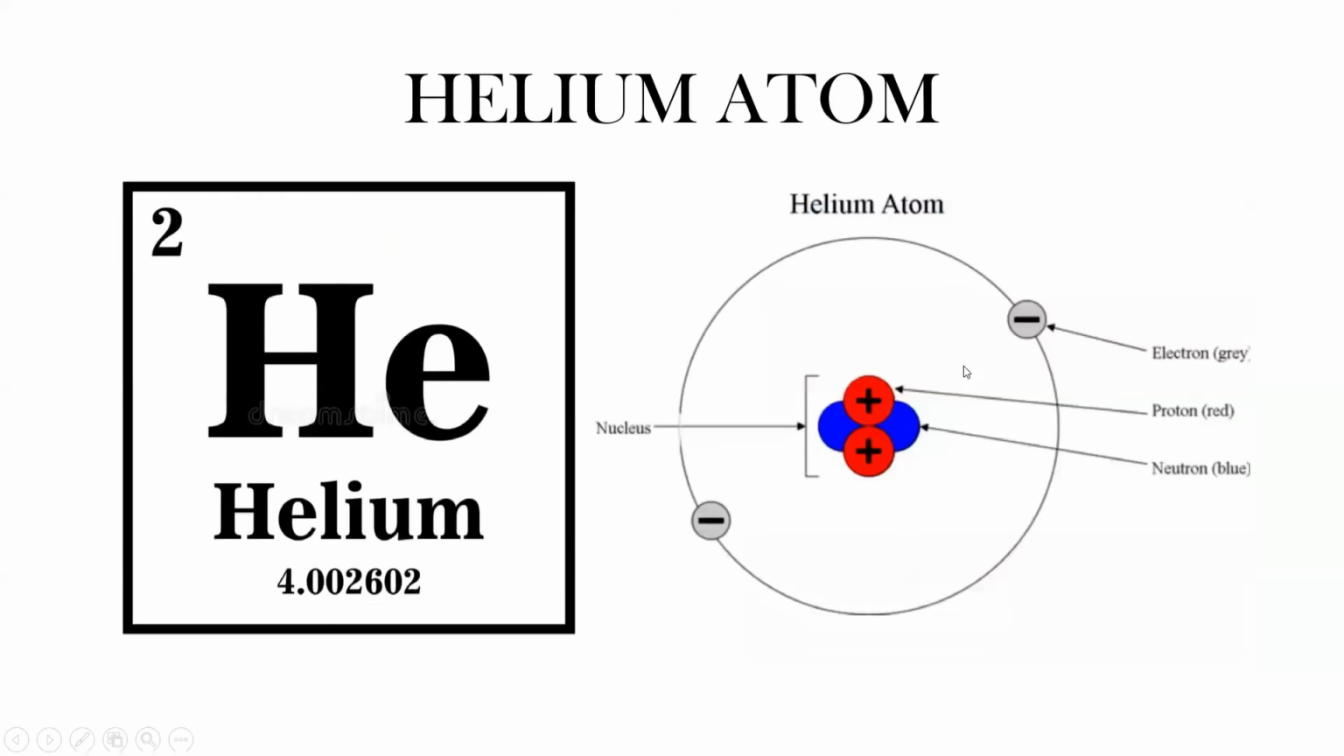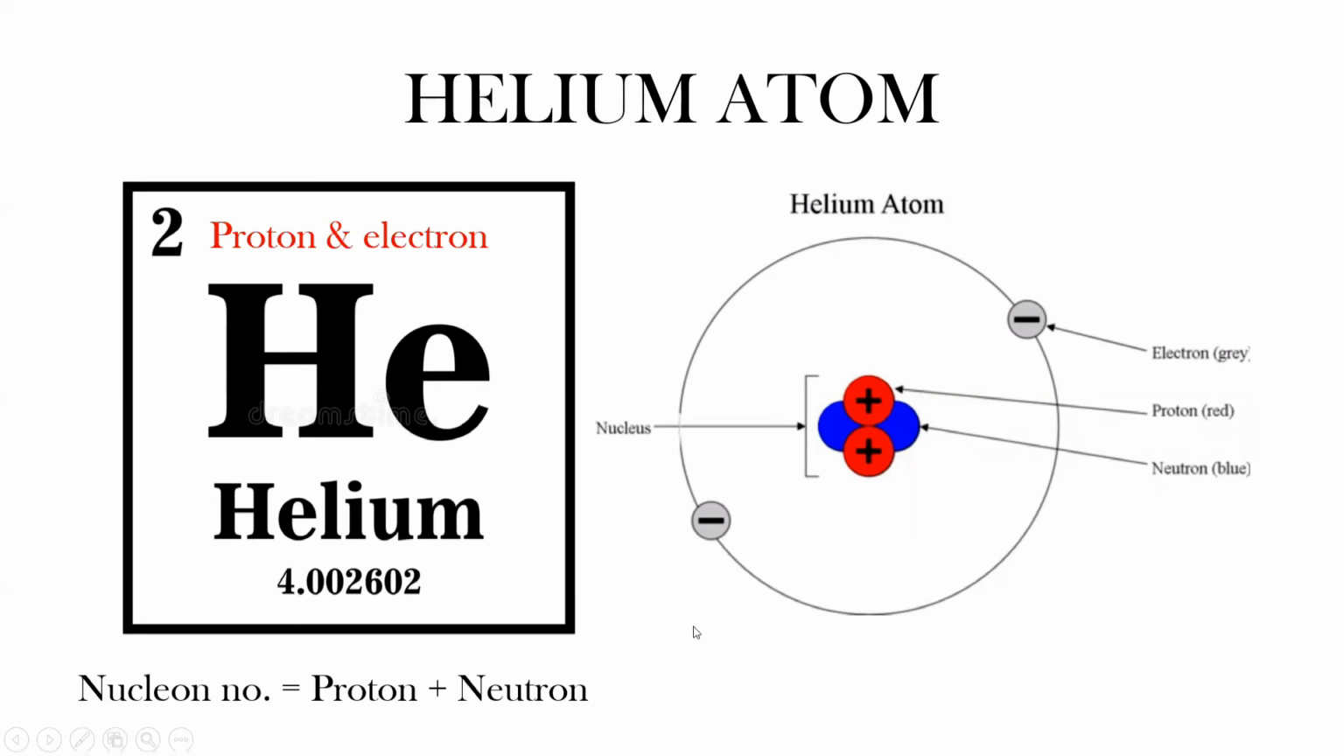Then let's look at the helium atom, which is an atom in group 18. As you can see, number 2 here indicates that the helium atom has 2 protons and 2 electrons, and the nucleon number is 4. The nucleon number comprises protons and neutrons. So if you want to find the number of neutrons, you subtract the proton number from the nucleon number. So 4 minus 2, you get 2 neutrons.